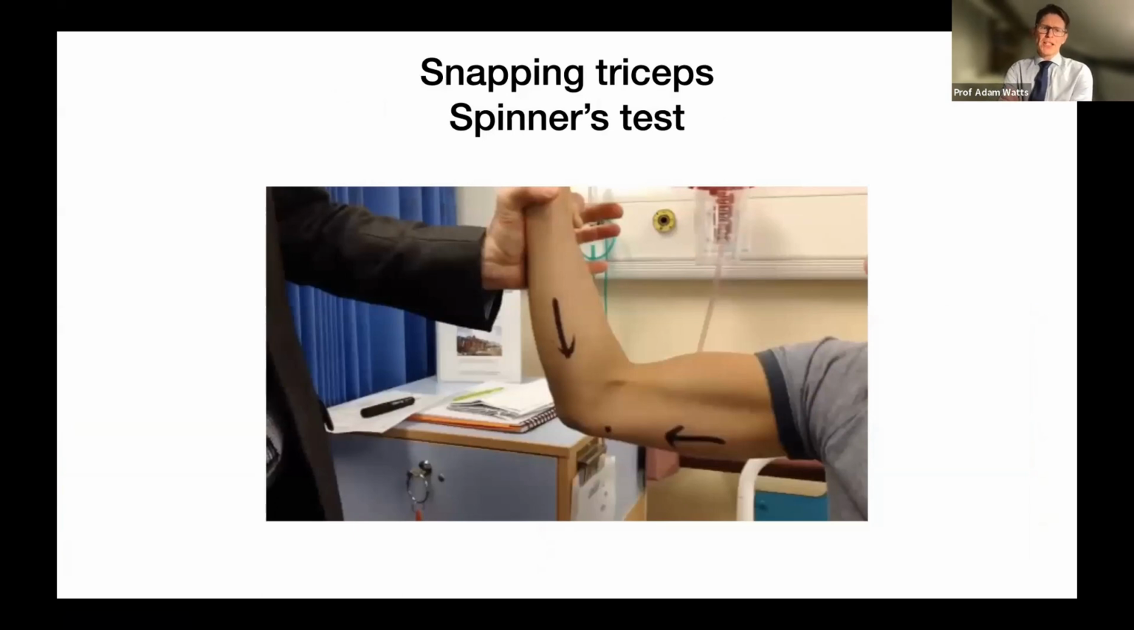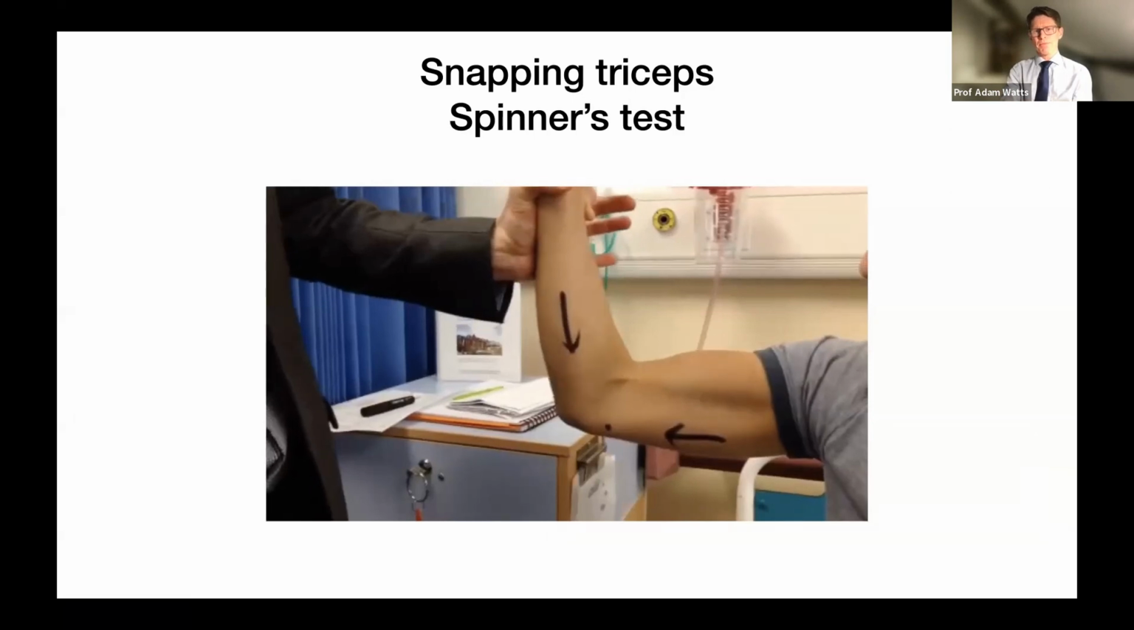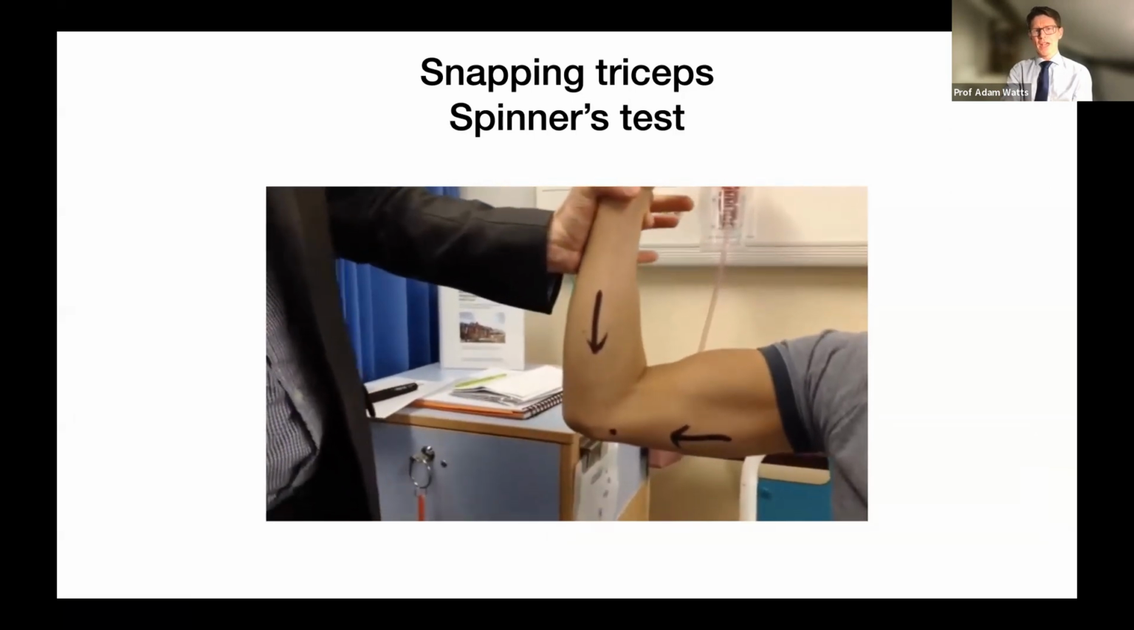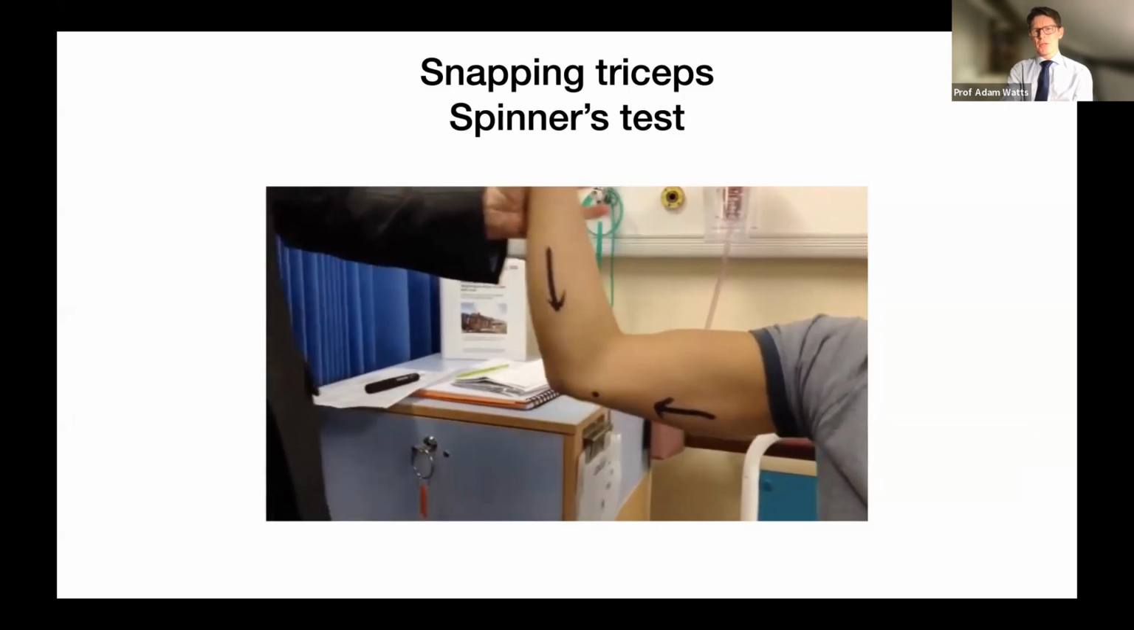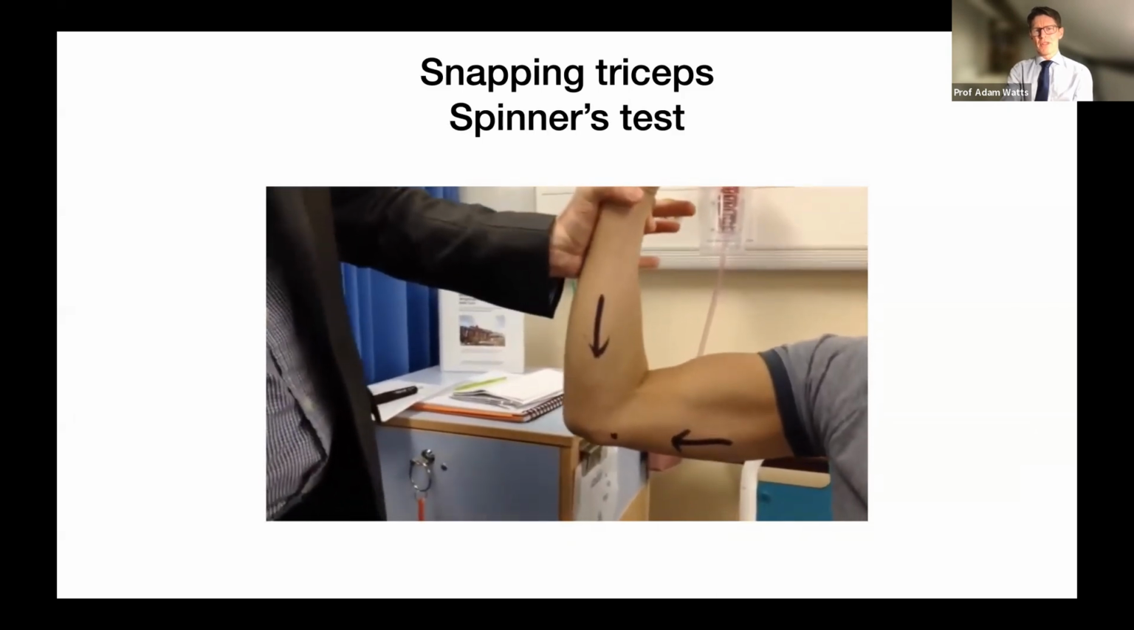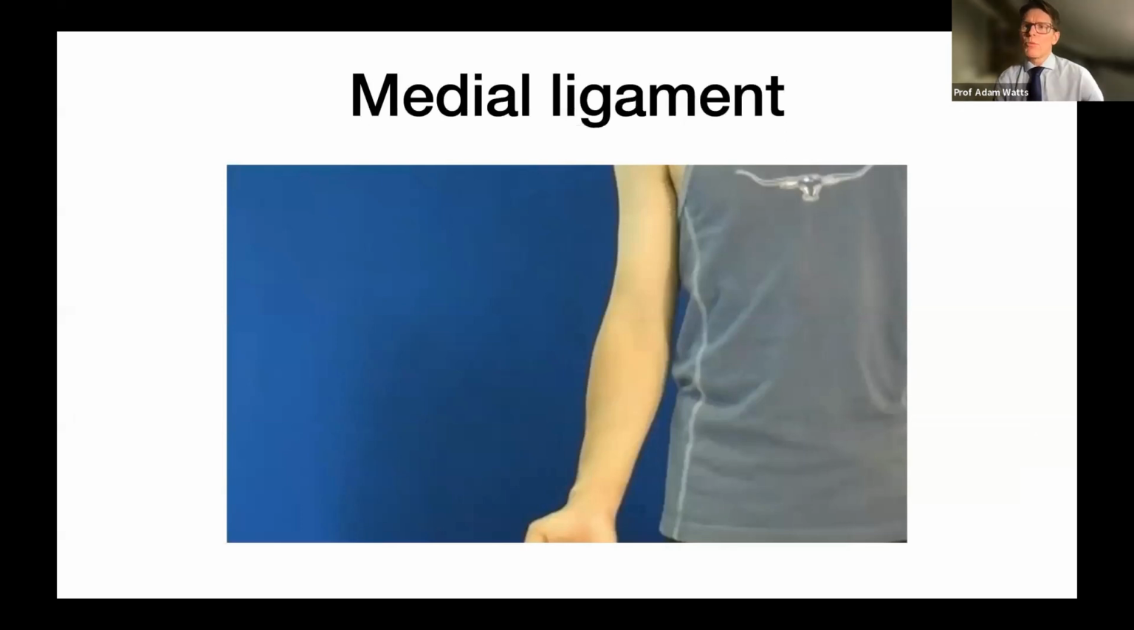Spinner's test is helpful to support the diagnosis. So here I'm asking the patient to provide some resistance against my hand as we go from extension into flexion. And what you'll hear is an audible snap as the snapping triceps flicks. I'll just repeat that. So it's not always audible, but it will reproduce the symptoms, and so we need to consider that.